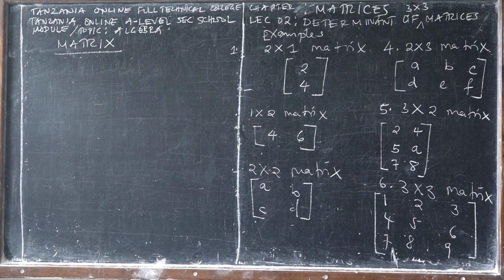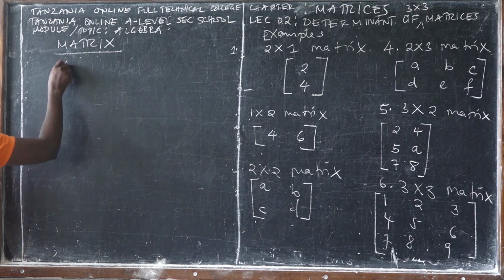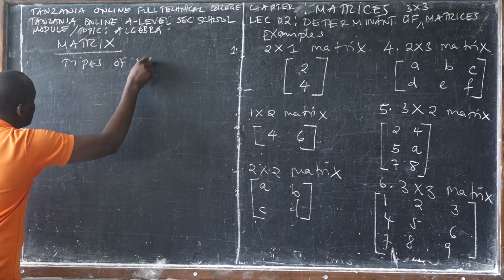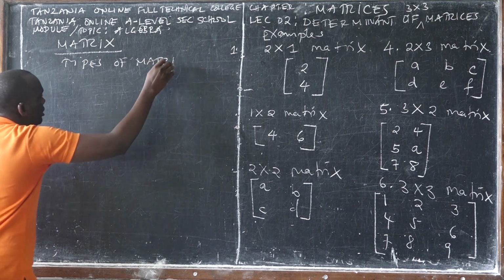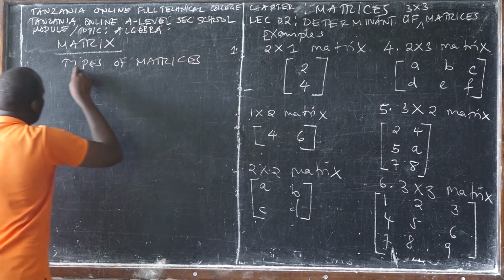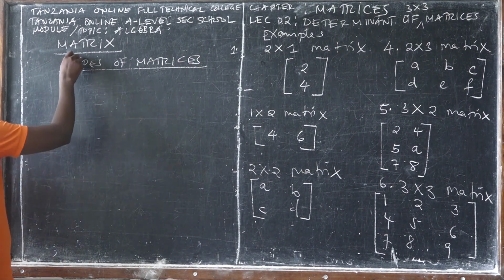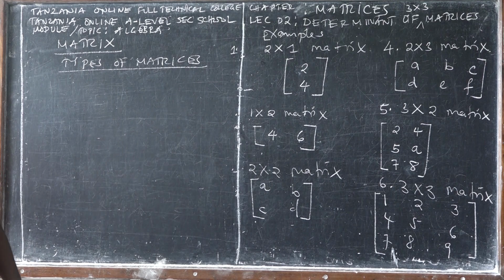So that is the important point. And another point before we discuss determinants, I would like just to say something about types of matrices. Let us just remind ourselves and understand types of matrices. There are so many types of matrices, but I will give you 9 types. And this is a question which has been asked in a final exam.